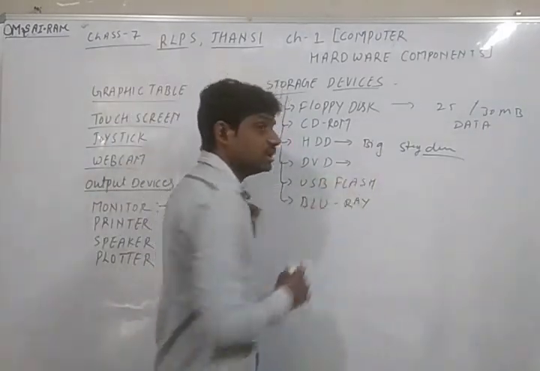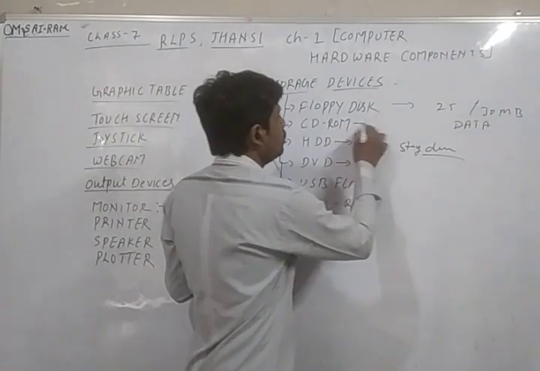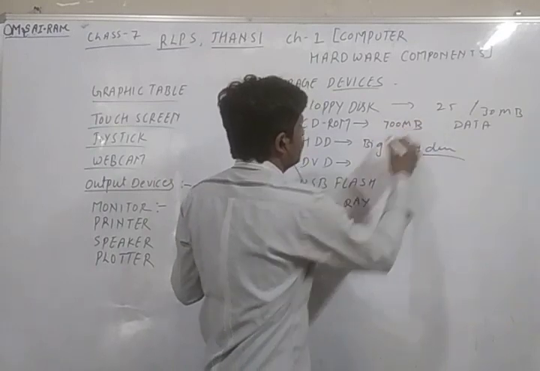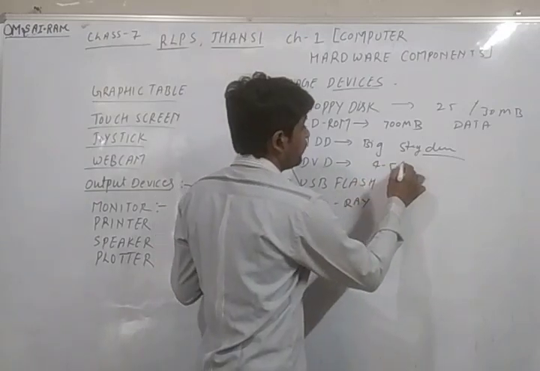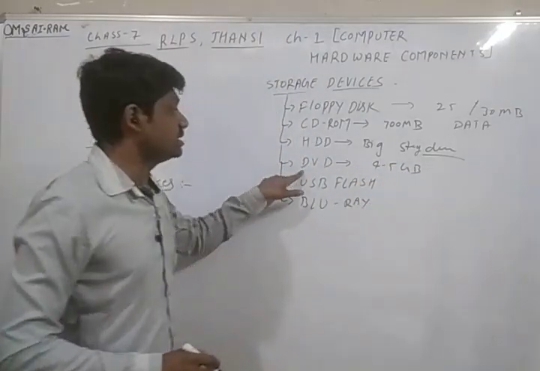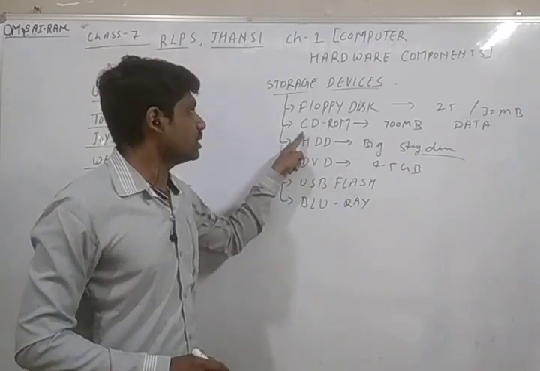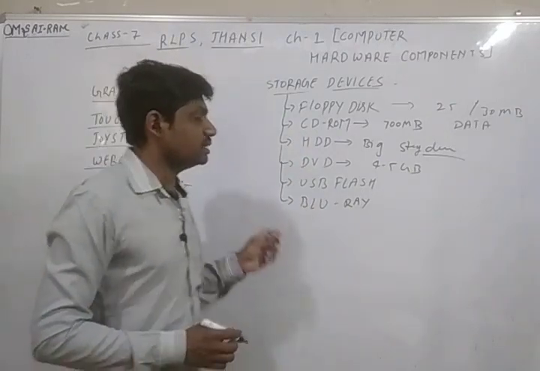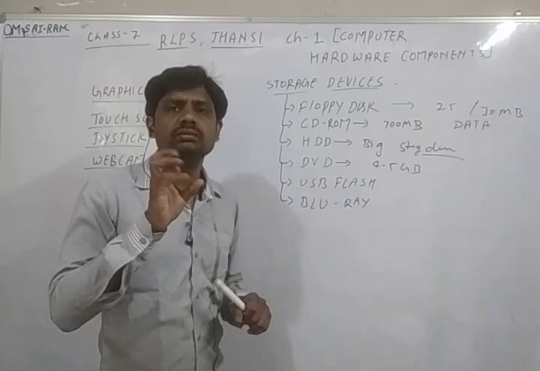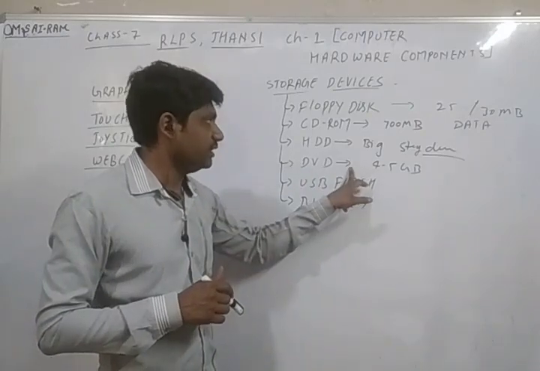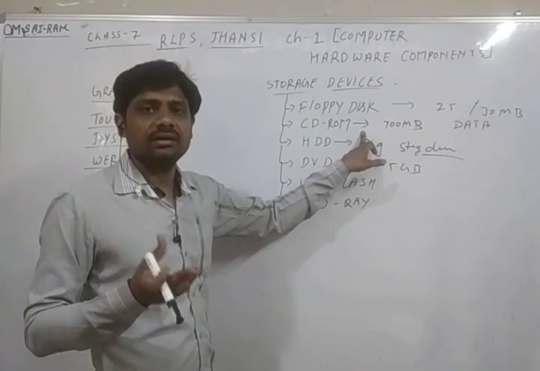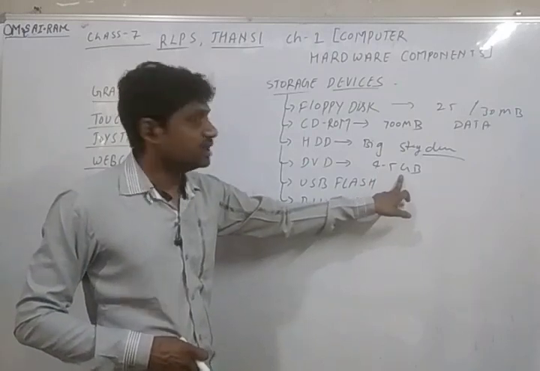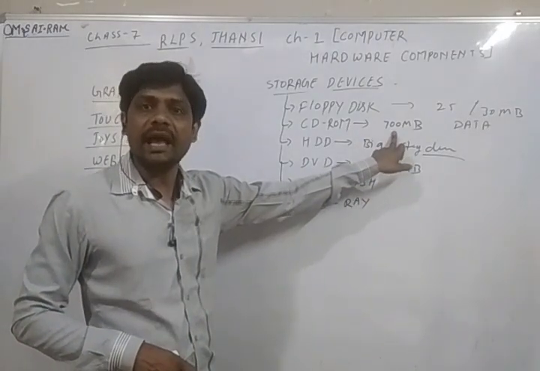Now DVD, digital versatile disk. CD-ROM stores 700 MB of data, and DVD stores 4.5 GB of data. Full form is digital versatile disk. It also looks like a CD-ROM. Okay, but its color is like blue. So that is the DVD, and the white color one is the CD-ROM. So DVD stores 4.5 GB of data, and CD stores only 700 MB of data.